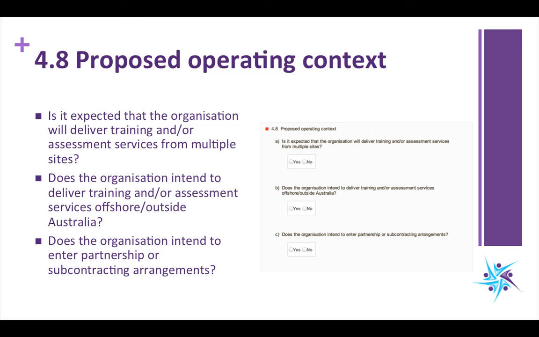The next question is: does the organisation intend to enter partnerships or subcontracting arrangements? With this section, if you intend to deliver partnering arrangements, I would still recommend that you say no, because this will ring a whole heap of other alarm bells. What ASQA require at this stage, with partnerships, is that you have policies and procedures in place for managing those partnerships. Now, in our RTO Kickstart package, we do include policies and procedures on how to manage partnerships, but they will grill you on how you're going to manage that partnership.